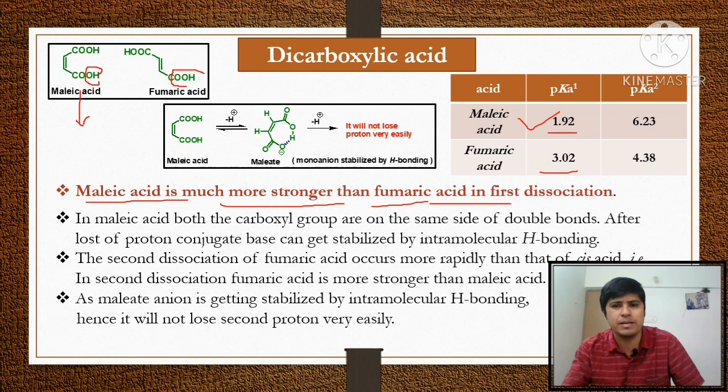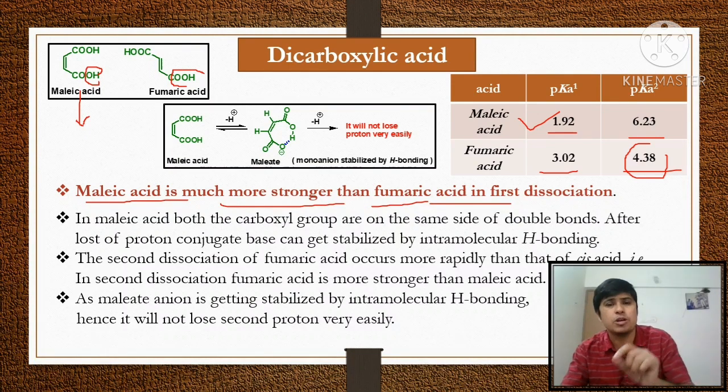When we are comparing pK1, that is first dissociation, first dissociation means the first loss of a carboxylic proton. So maleic is stronger. Now see the second pK value. The second pK value of fumaric acid is lower than that of maleic acid, so fumaric acid is stronger than maleic acid in terms of second pK, that means for the loss of the second carboxyl proton.